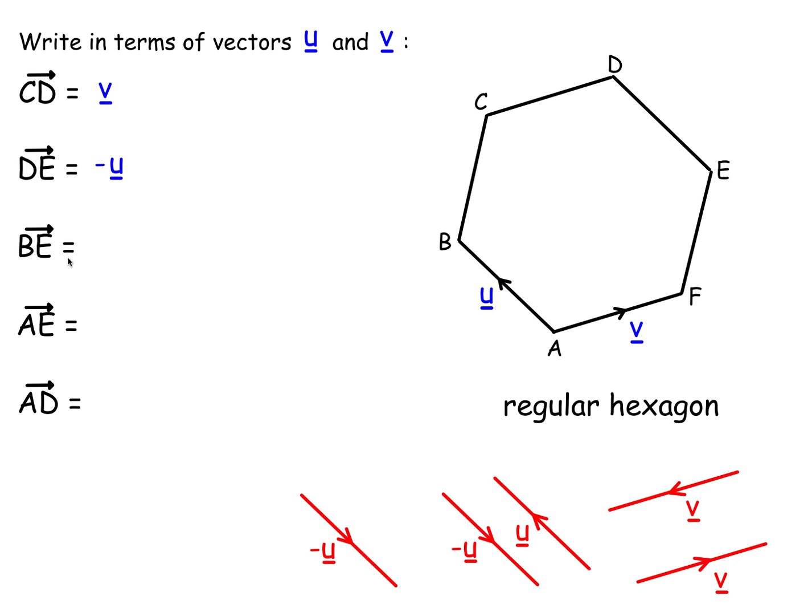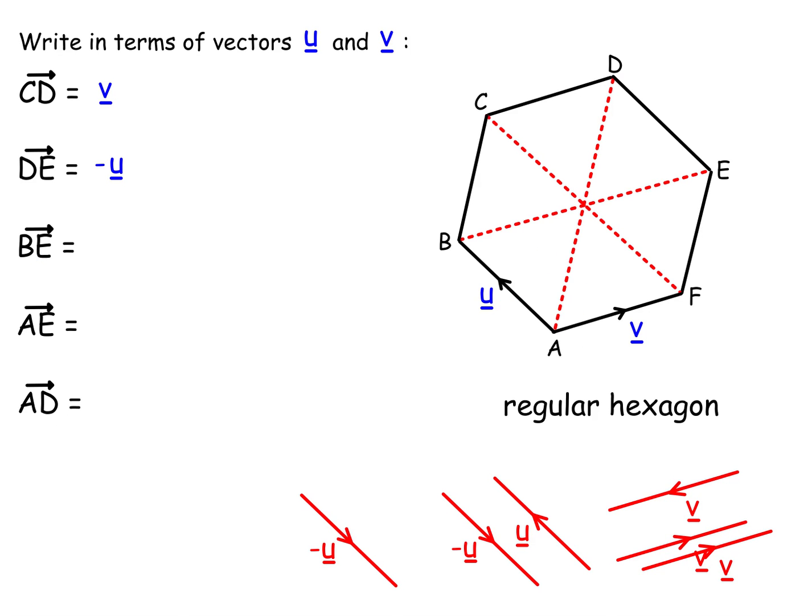Next one says BE, how to get from B to E. And that's a bit trickier to spot. It is actually maybe possibility of 2 of these joined together. Here's a demonstration of how it can be shown to be that, addition of two V's.